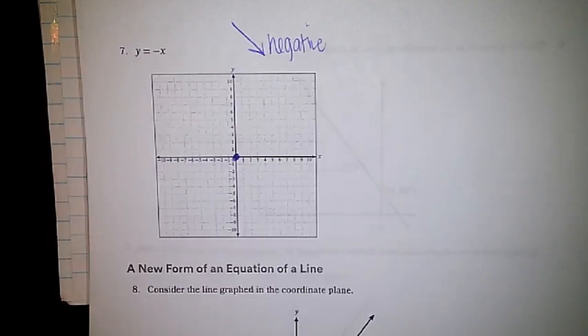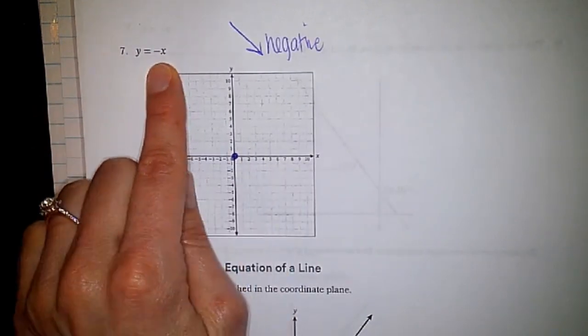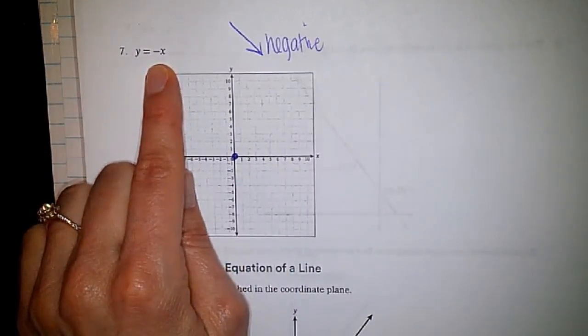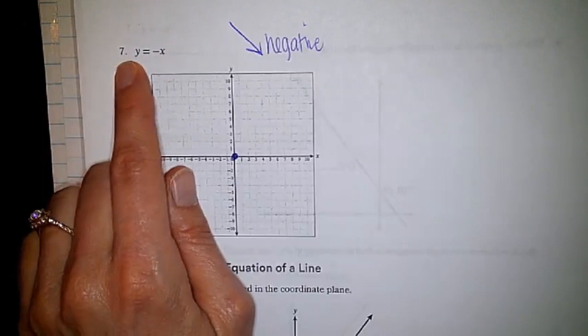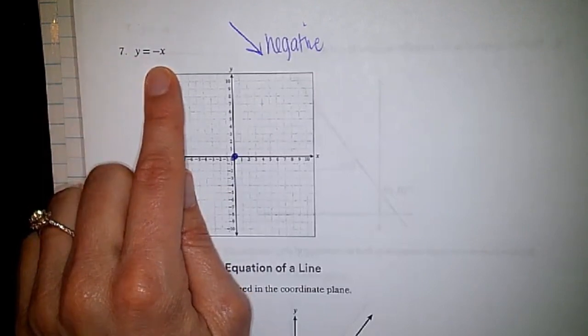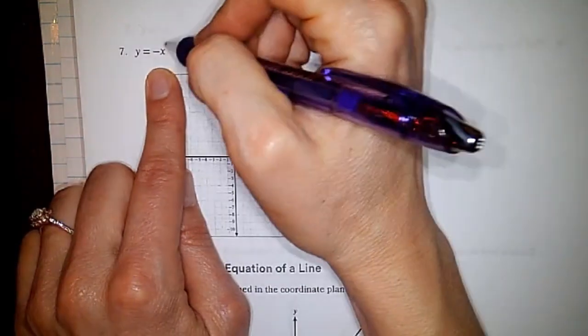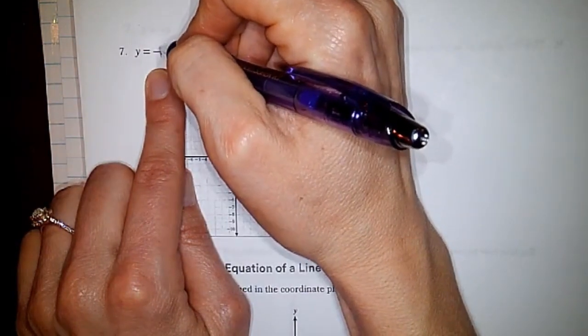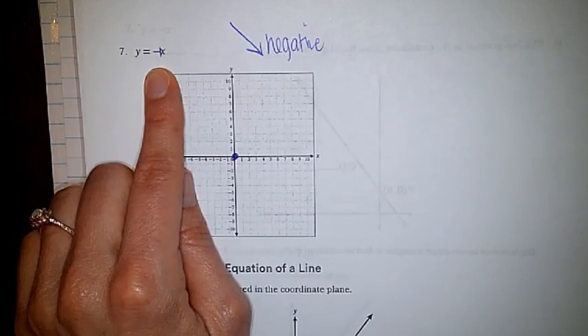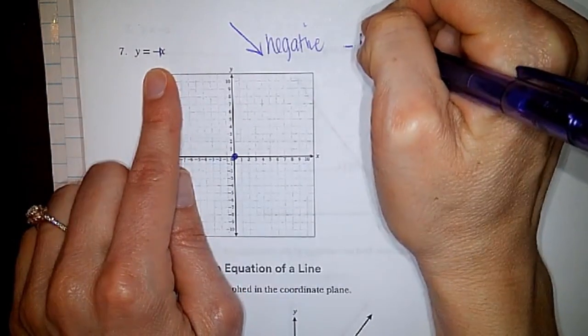Is it? It says y equals negative x though. So what's their slope right here? 1, right? So that means that we're going to go down 1 over what? 1. Why?